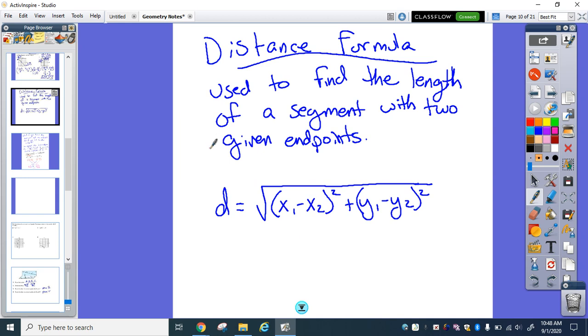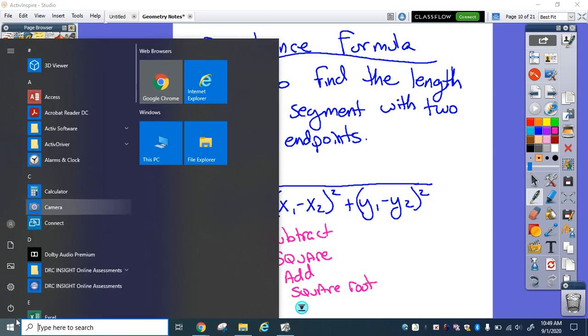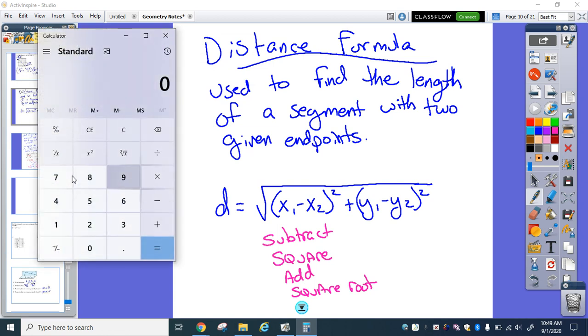The steps to solve for a distance formula are going to be as follows. We are going to subtract inside the parentheses. We're going to square our answers when we subtract. We will then add, and then we will take the square root. So you will need a calculator of some kind for this. I'm going to pull up just my standard calculator. So again, you're really only going to need subtraction, the squared, your addition, and a square root. So the standard calculator on even your computer will work just fine for this.